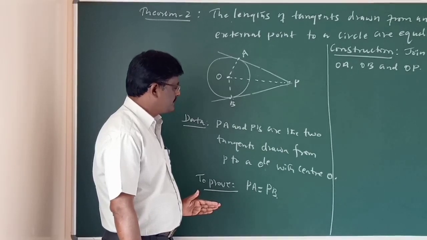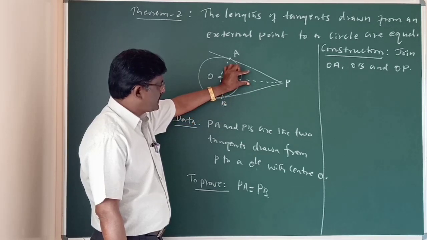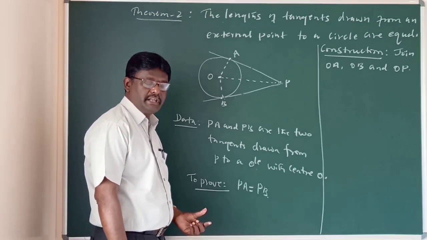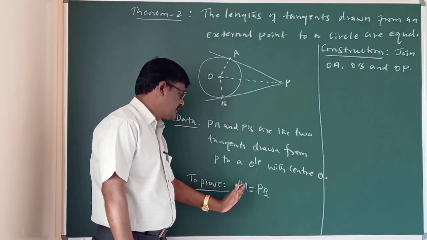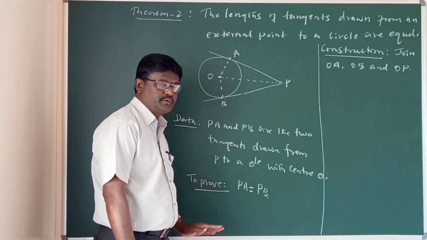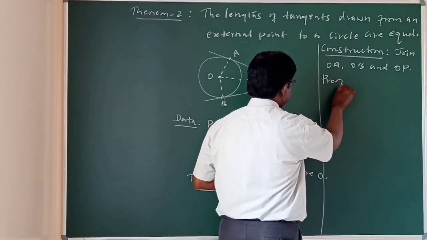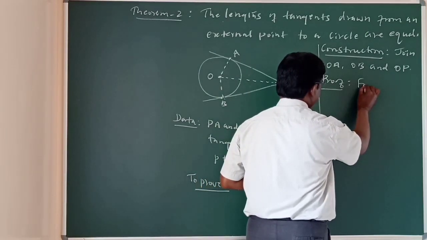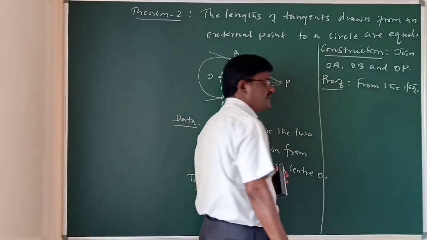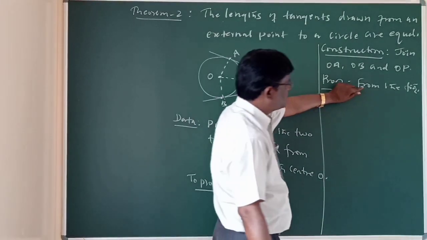Okay, children. Now, therefore, we have to prove these two triangles as what? Congruent. Once the triangles become congruent, then CPCT, corresponding parts of congruent triangles, by applying that property, we can get the required result, PA and PB as what? Equal. Okay. Proof from the figure. When we collect some important points from the figure, then it's better. Let us start like this.